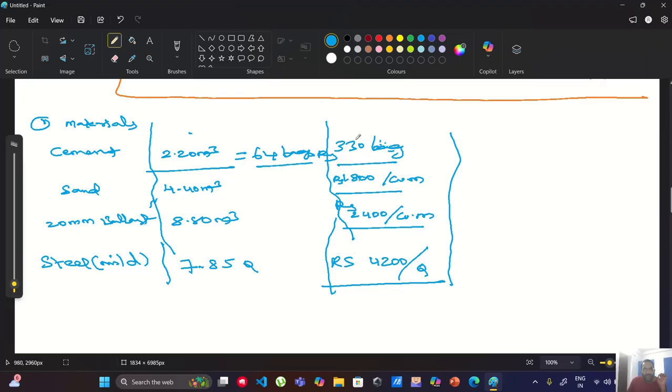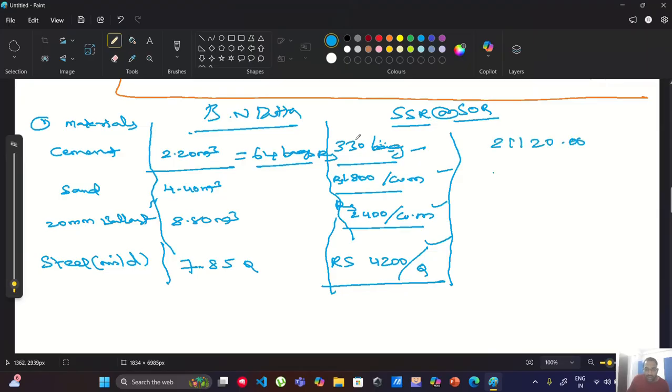This is 330 rupees, 1800 rupees, 2400 rupees, and this is 4200 rupees. How did I get these values? As per SSR or SOR, schedule of rates or standard schedule rates, you can call it. So APSOR or APSSR, you can take these values, but now I am considering these rates are textbook rates, that is BN data rates. The textbook name is BN data.